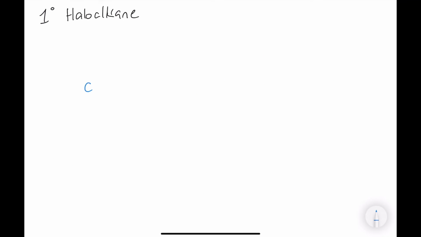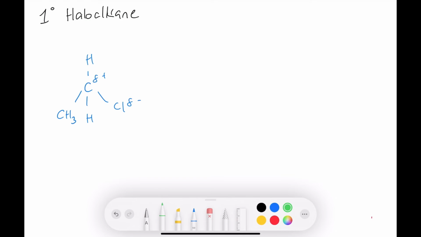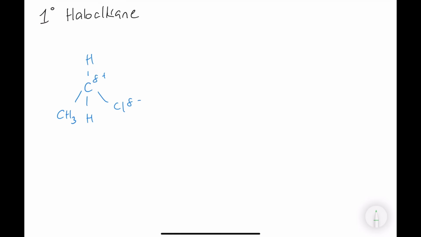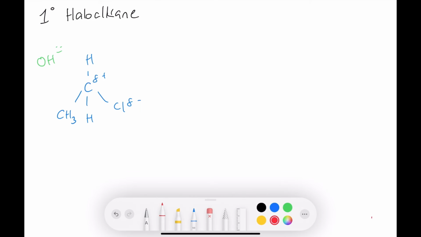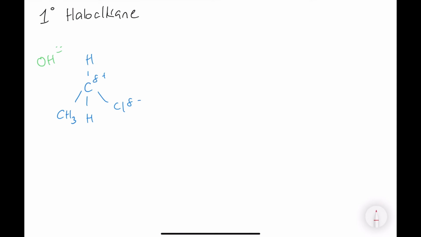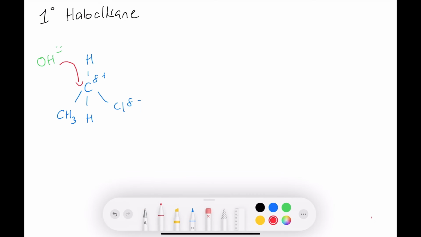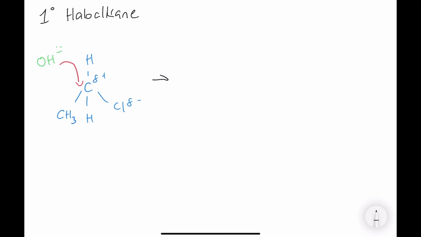Now I'll be talking about the mechanism for primary haloalkane. So it is the middle carbon, like the last one, that is electron deficient. However, there are fewer alkyl groups around the central carbon, which means that the hydroxide ion is able to immediately react with it and lend its electrons to the carbon. This is also the rate determining step of this reaction, so this step has a very high activation energy.